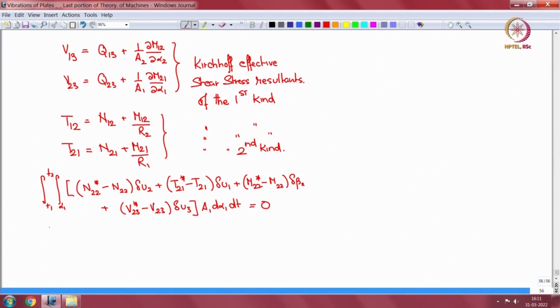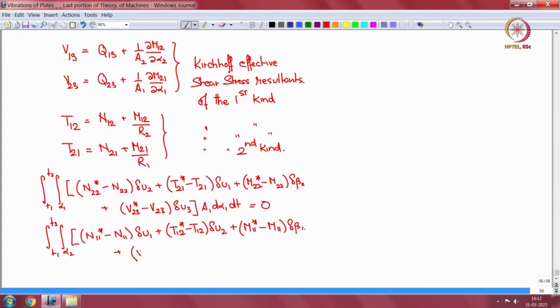Similarly, integral t1 to t2, integral alpha 2, of (N11 star minus N11) delta U1 plus (T12 star minus T12) delta U2 plus (M11 star minus M11) delta beta 1 plus (V13 star minus V13) delta U3, A2 d alpha 2 dt must be 0.